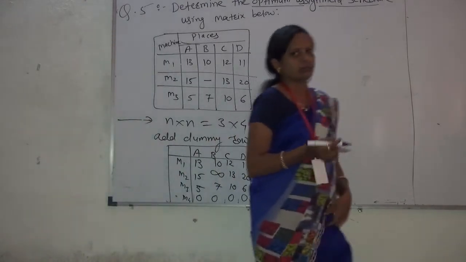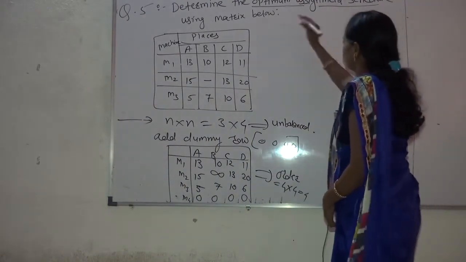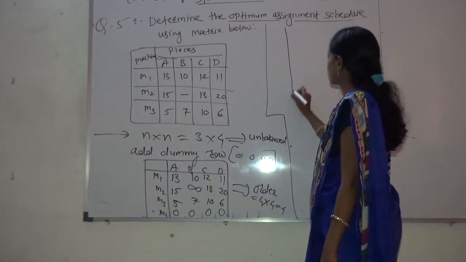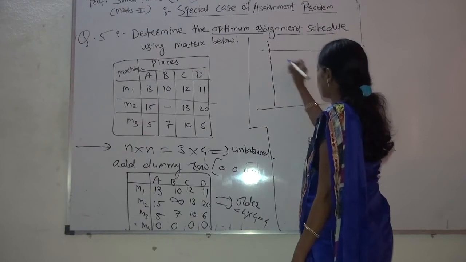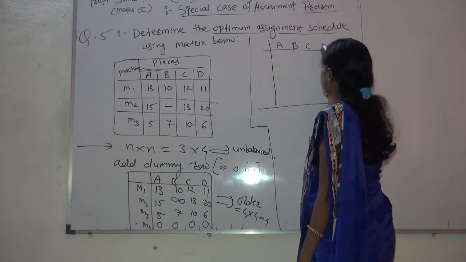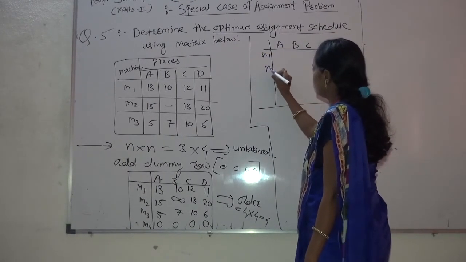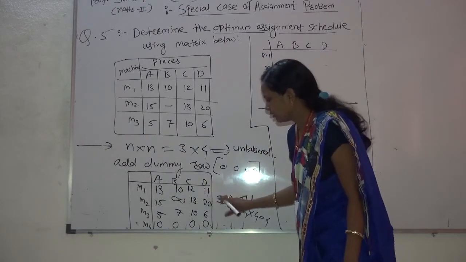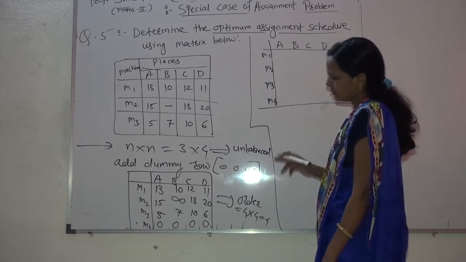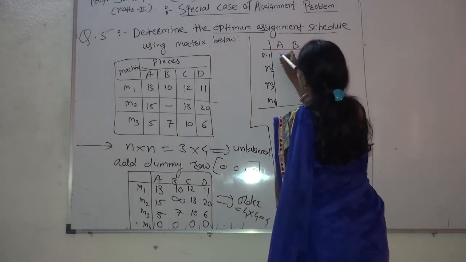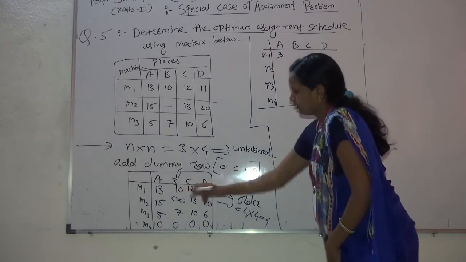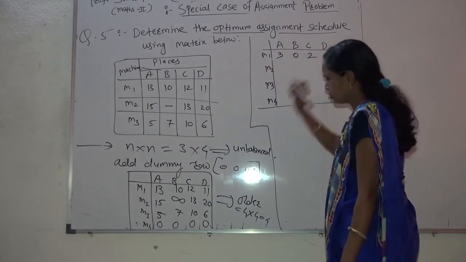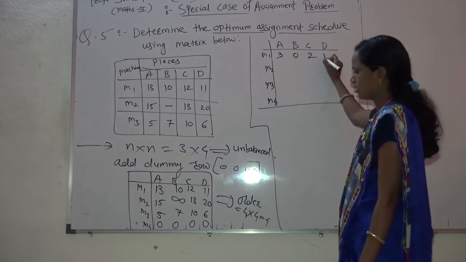Now we have to solve by Hungarian method. So see, the next step is select the smallest element from each row and subtract it from every element of that row. So which is the smallest element in the first row? In the first row the smallest element is 10. So 13 minus 10 is 3. 10 minus 10 is 0. 12 minus 10 is 2. 11 minus 10 is 1.